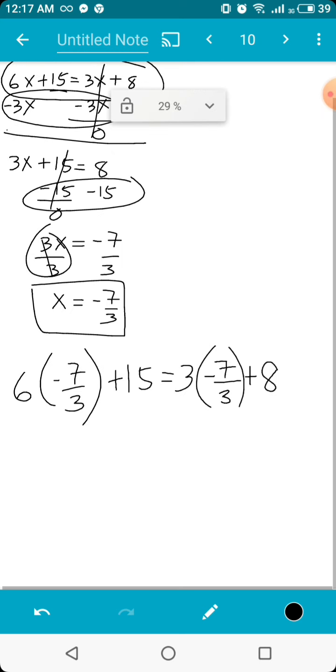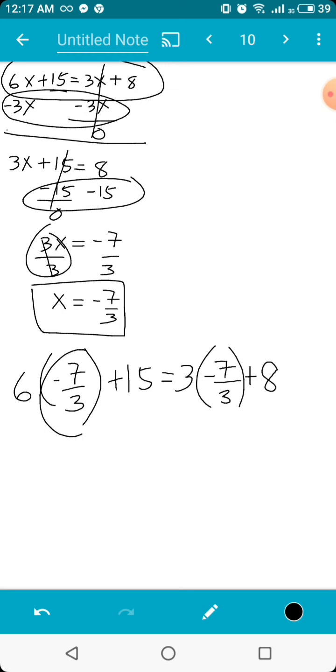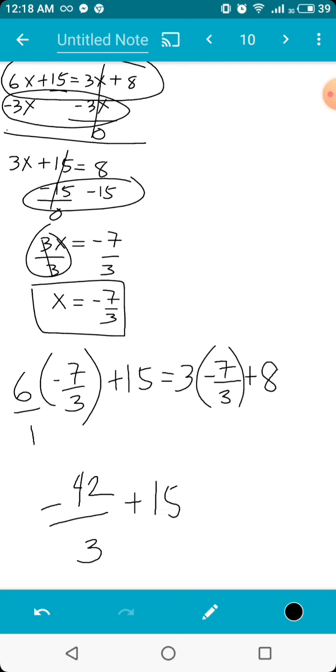Okay, then let's solve. So, dahil naka-fraction 'to, so it would be easy kung i-fraction na lang din natin yung 6. Okay? So, 6 times negative 7, that is negative 42. And then 1 times 3, that is 3, plus 15. And then, i-fraction na lang din natin yung 1. So, 3 times negative 7, that is negative 21, over, so 1 times 3, that's 3, plus 8.